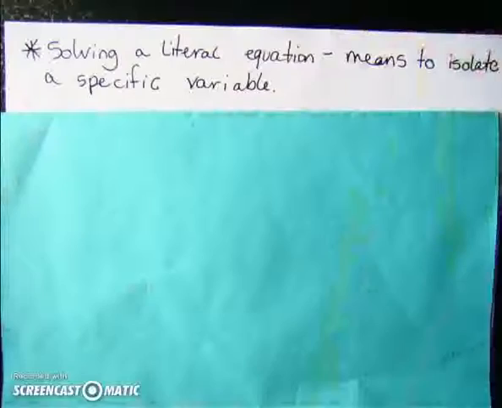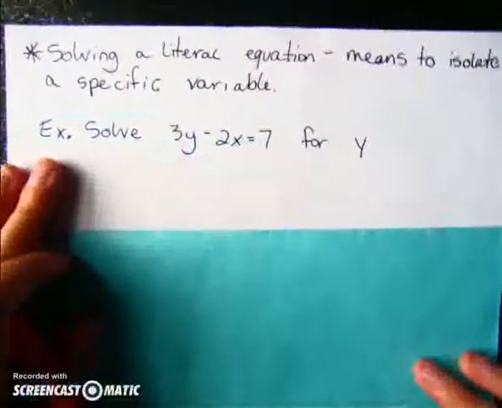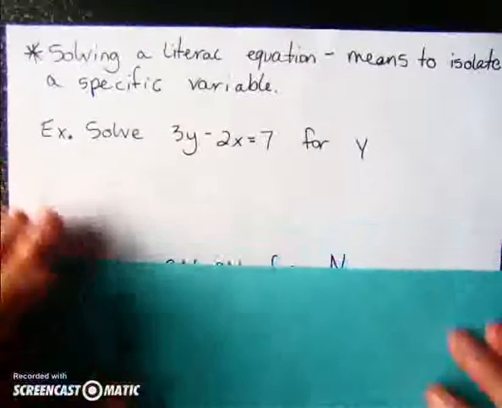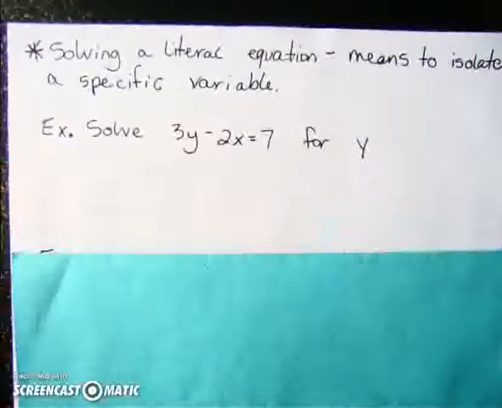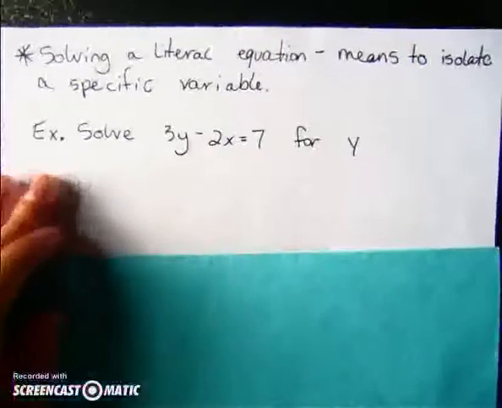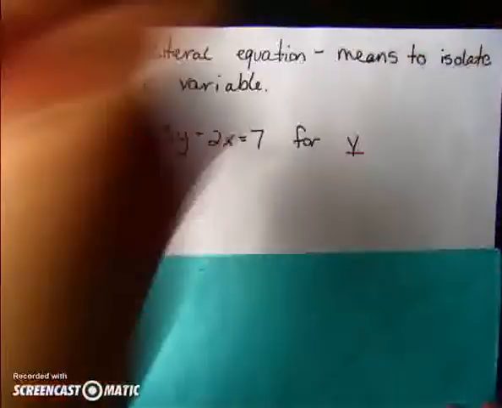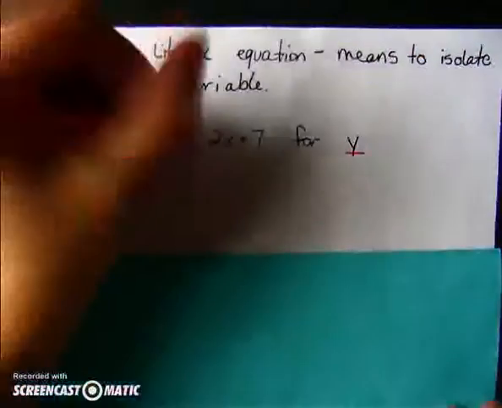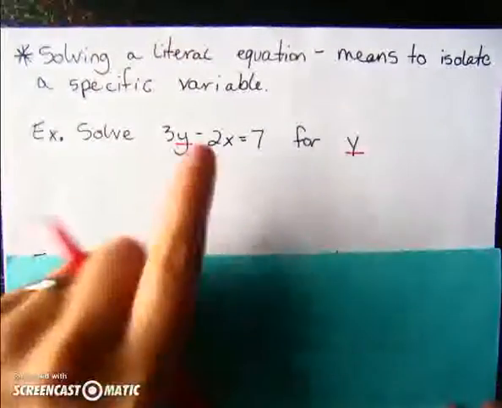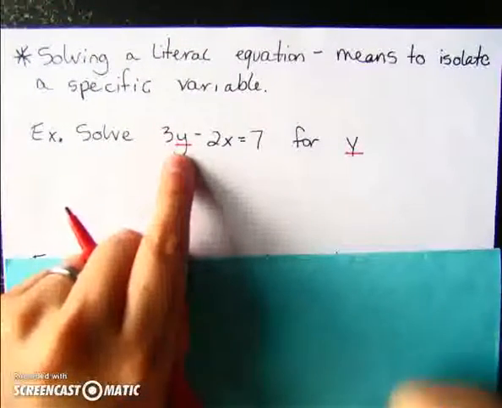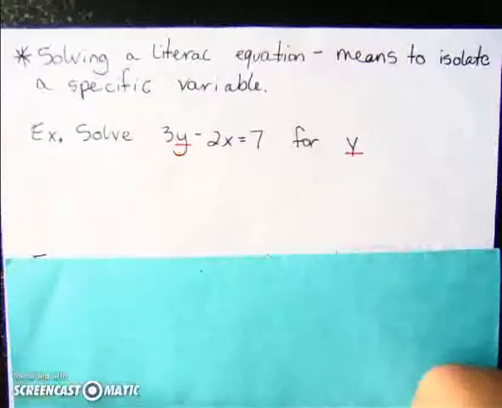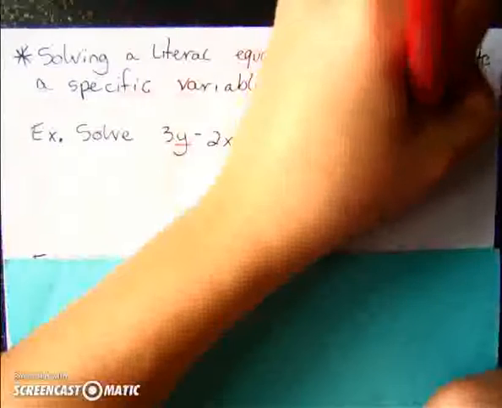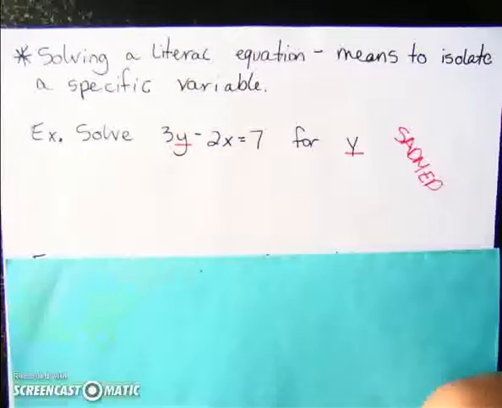So we're going to do a couple of examples. The first one is solve 3y minus 2x equals 7 for y. So again, I'm going to be isolating a specific variable. This time it's y. Well, where is y in the problem? It's here. So we're going to be solving for this variable. We're going to use the same idea as we did solving equations. We're going to use SADMET, and we're going to undo any addition, subtraction before we undo multiplication, division, before we do exponents, before we do parentheses.